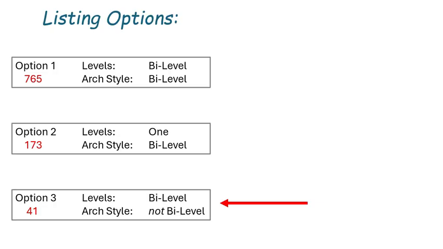The architectural style was meant to be something like mid-century modern or contemporary or something like that, to further describe the property. But of course nobody's using it that way. Those are the 3 options for how to list a property, and if we add them all up, there's 979 bi-levels that were listed in the last year in Calgary.